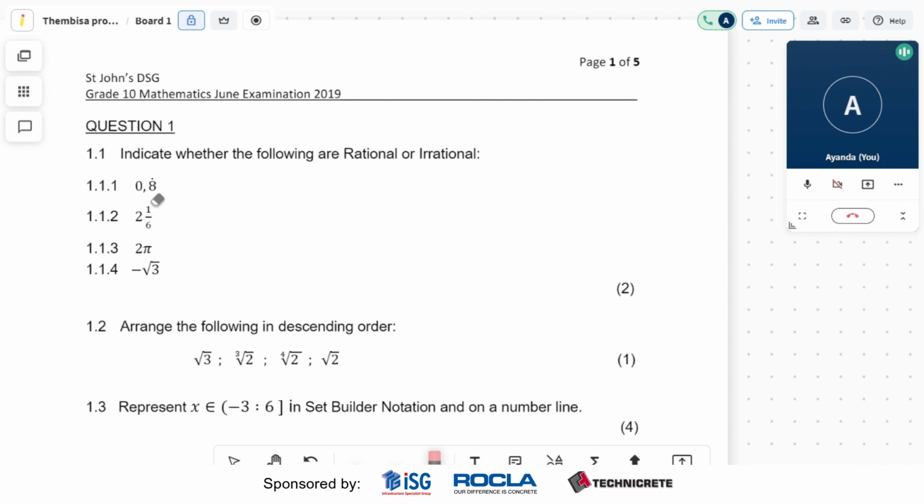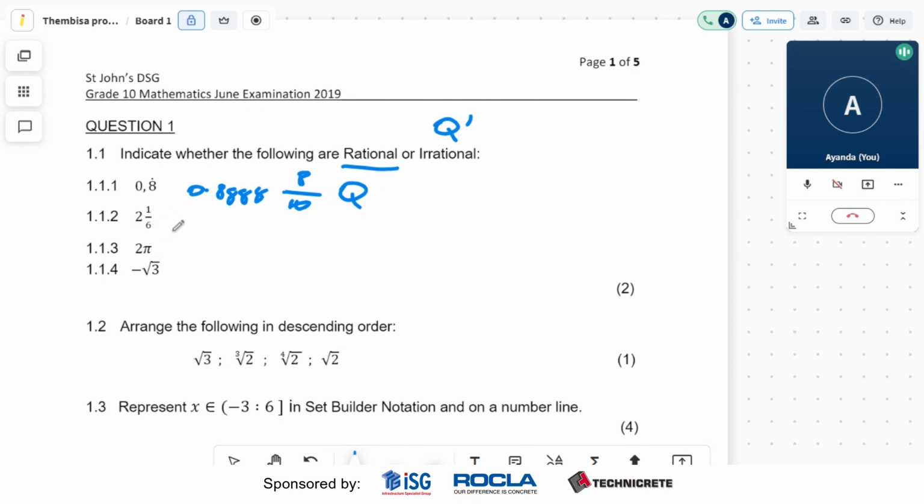So 1.1.1 is 0,8 with a dot at the top. That dot at the top means this is 0.8888, and the 8s continue till infinity. And so since there's a set pattern, and 0.8 can be written as a fraction as 8 over 10, this number is definitely rational. And the symbol we use for rational is Q. The symbol for irrational is Q with an apostrophe or a prime, Q prime. So 0.8 recurring, this dot means that the numbers are recurring, repeating again and again until infinity, is rational.